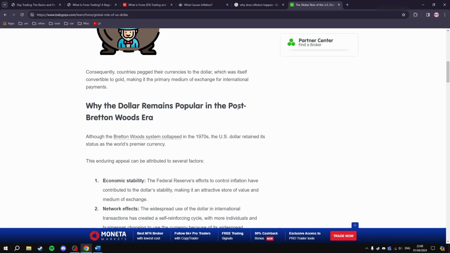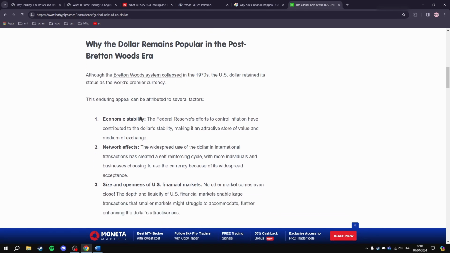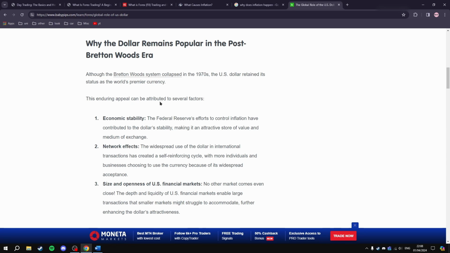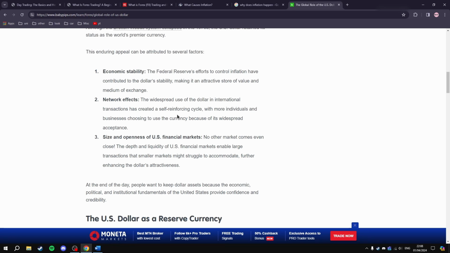Why the dollar remains popular in the post-Bretton Woods era. Although the Bretton Woods system collapsed in the 1970s, the US dollar retained its status as the world's premier currency. This enduring appeal can be attributed to several factors. Economic stability: the Federal Reserve's efforts to control inflation have contributed to dollar stability, making it an attractive store of value and medium of exchange. Network effects: the widespread use of the dollar in international transactions has created a self-reinforcing cycle, with more individuals and businesses choosing to use the currency because of its widespread acceptance.